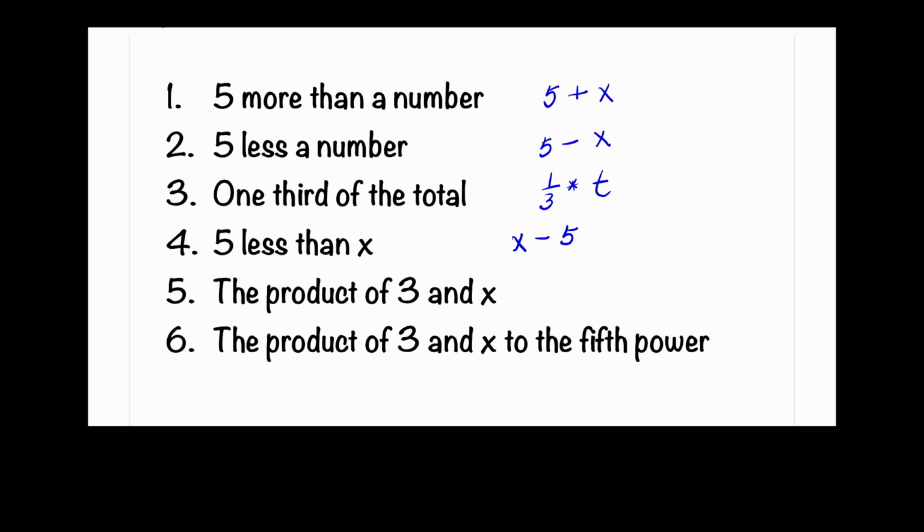Number 5, the product of 3 and x. Product tells you it's multiplication. So this is 3 times x.